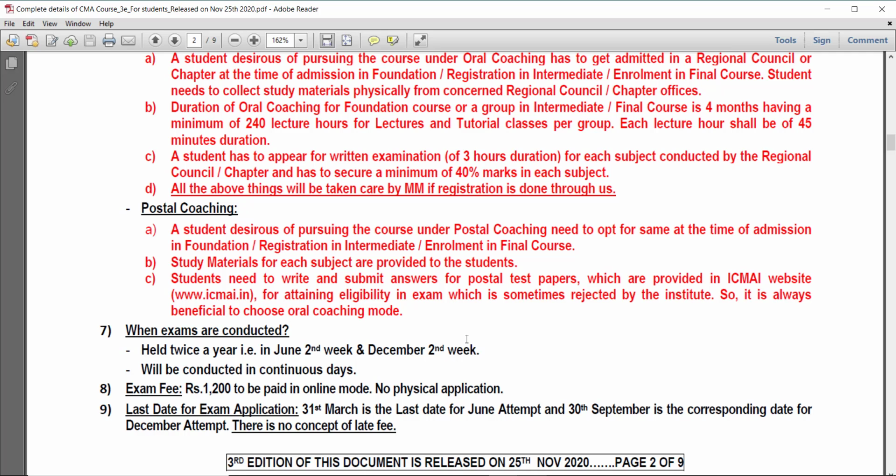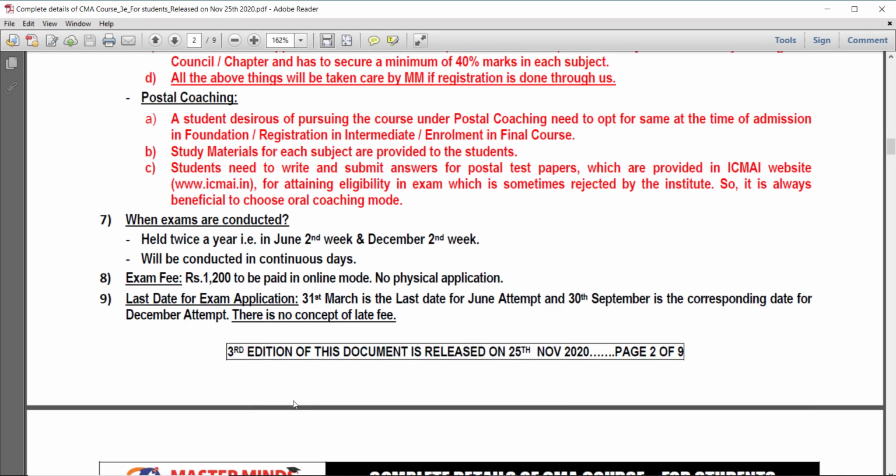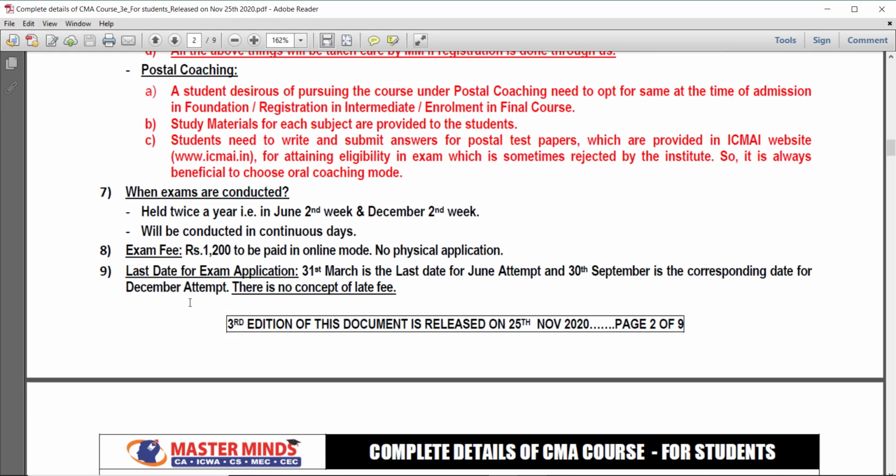So as I said earlier, exams will be conducted twice a year, in the months of June and December. And one more important thing is these exams will be conducted continuously on consecutive days. You have to know that exam fee is different from registration fee. Exam fee has to be paid at the time of submitting the exam application.